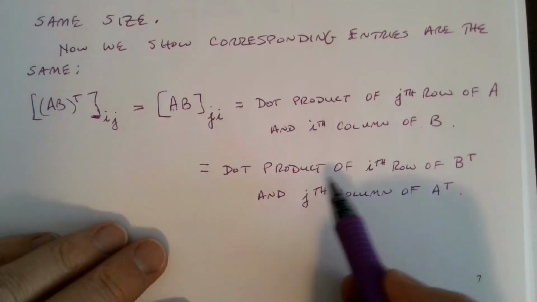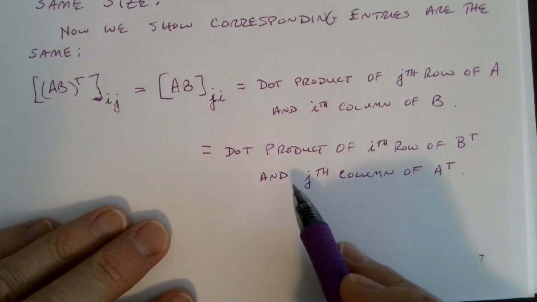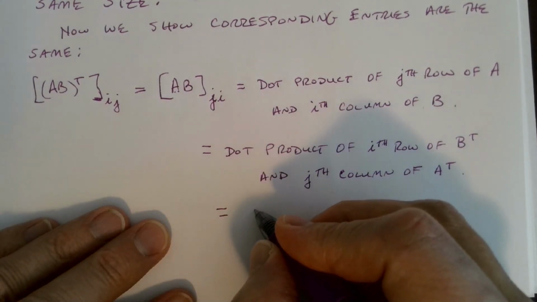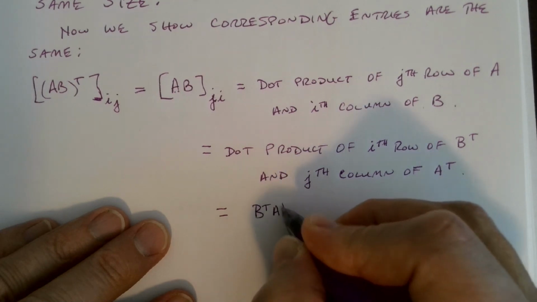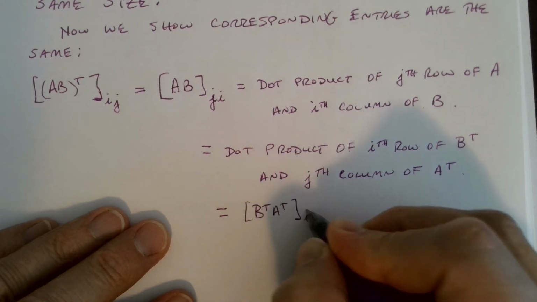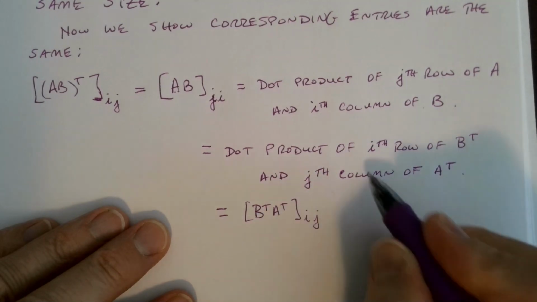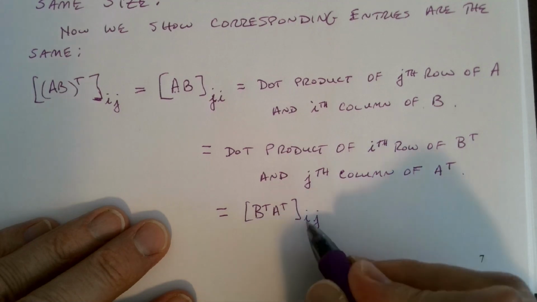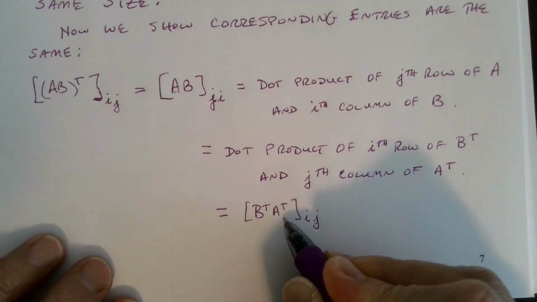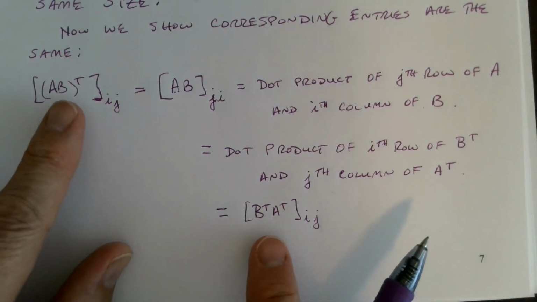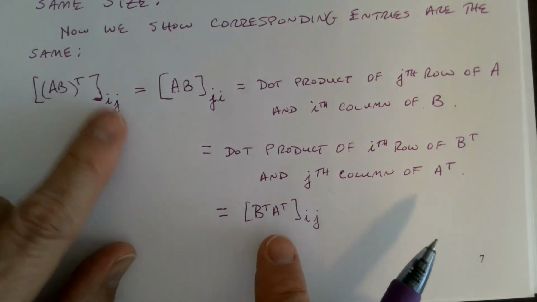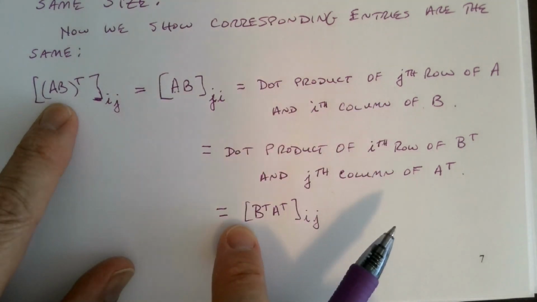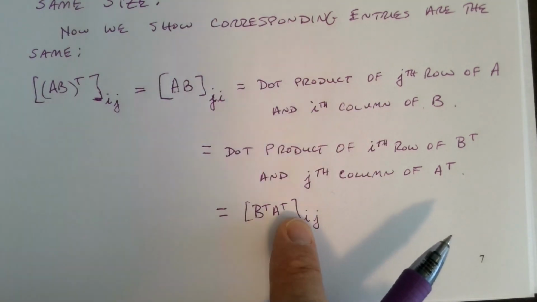But what is the dot product of the ith row of B transpose and the jth column of A transpose? That, by definition, is indeed the ijth entry of B transpose times A transpose. If I take the ith row of B transpose, dot it with the jth column of A transpose, that's the ijth entry of B transpose A transpose. And that's the end of the proof, because that shows me that the ijth entry of (AB) transpose equals the ijth entry of B transpose A transpose.